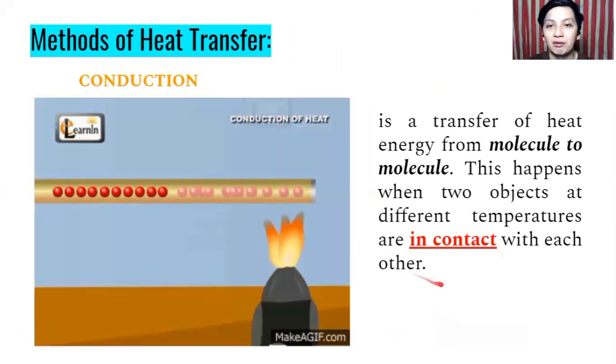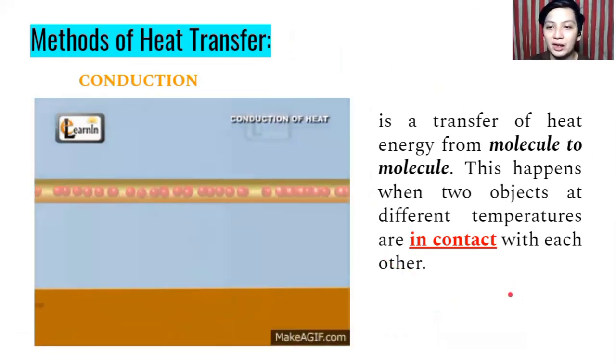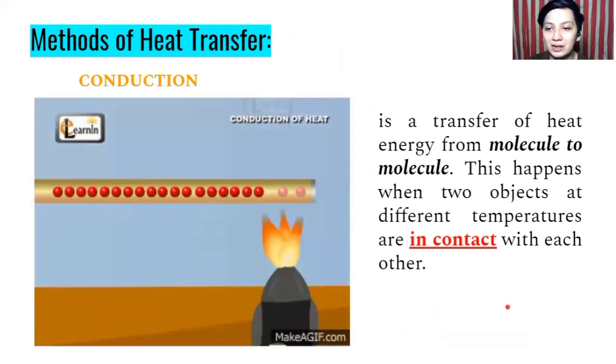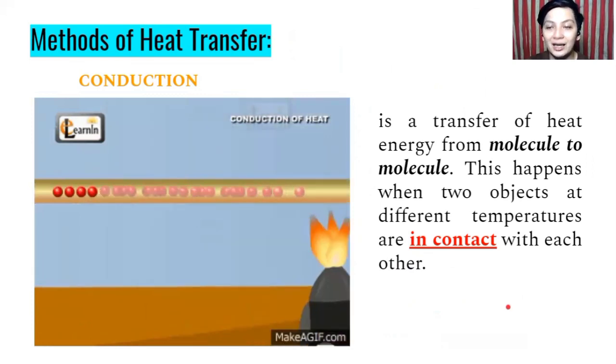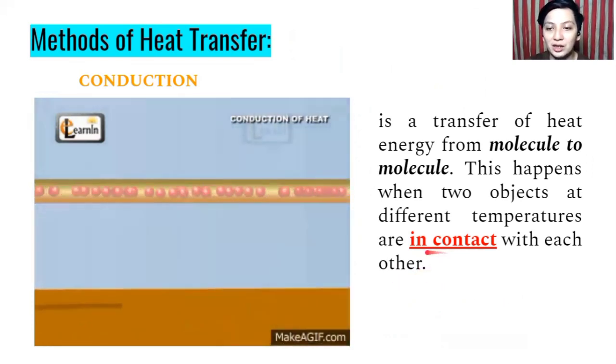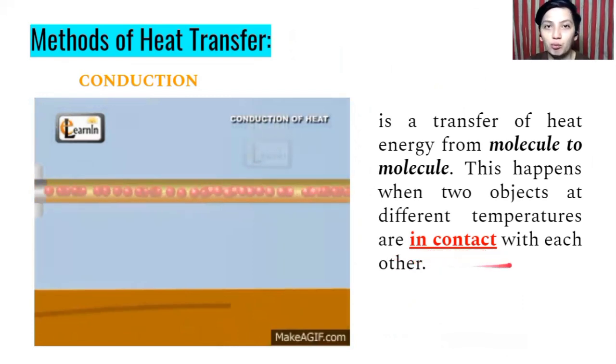See? So, conduction is a heat transfer of energy from molecule to molecule. This happens when two objects at different temperatures are in contact with each other. Remember the word in contact. Okay? Yan yung heat transfer.